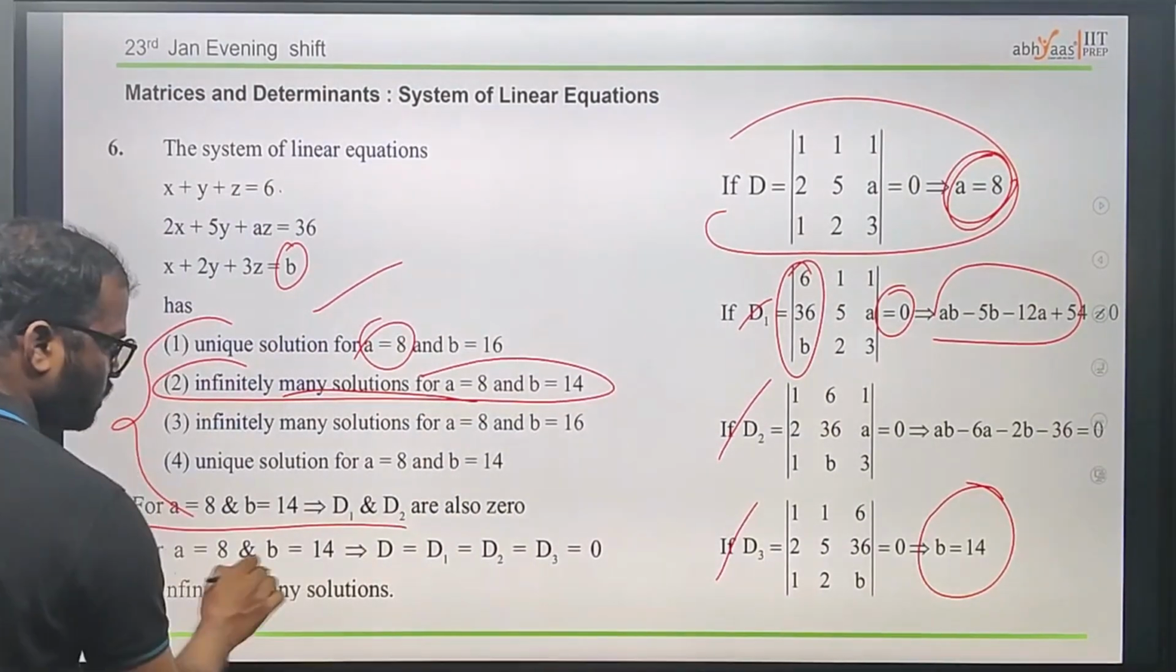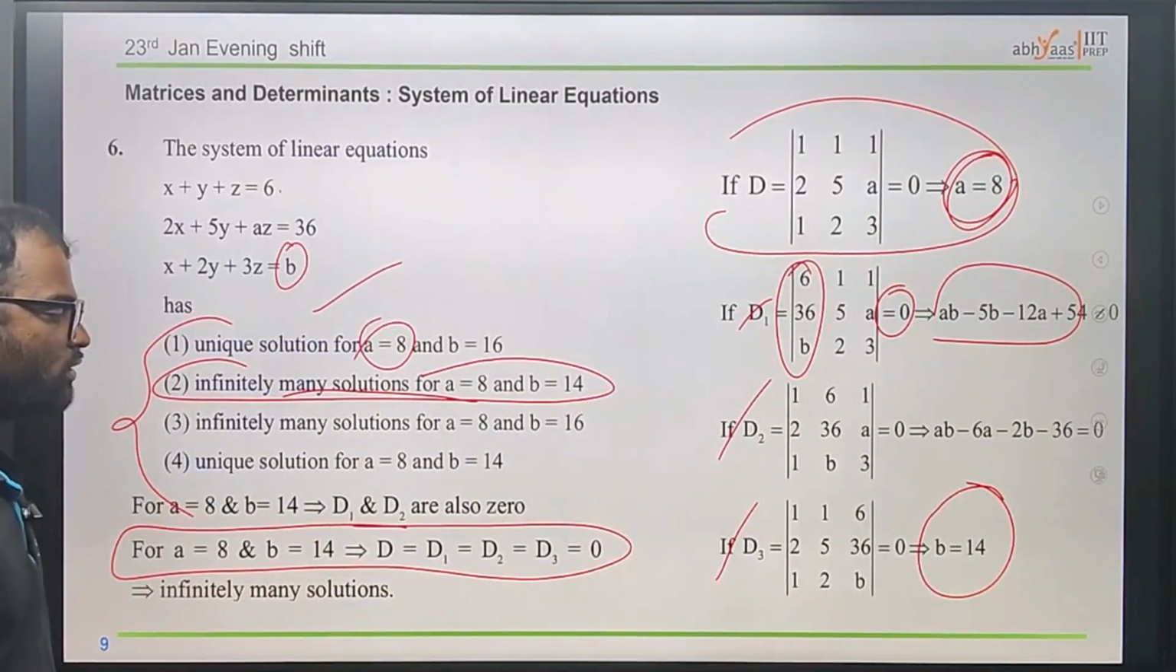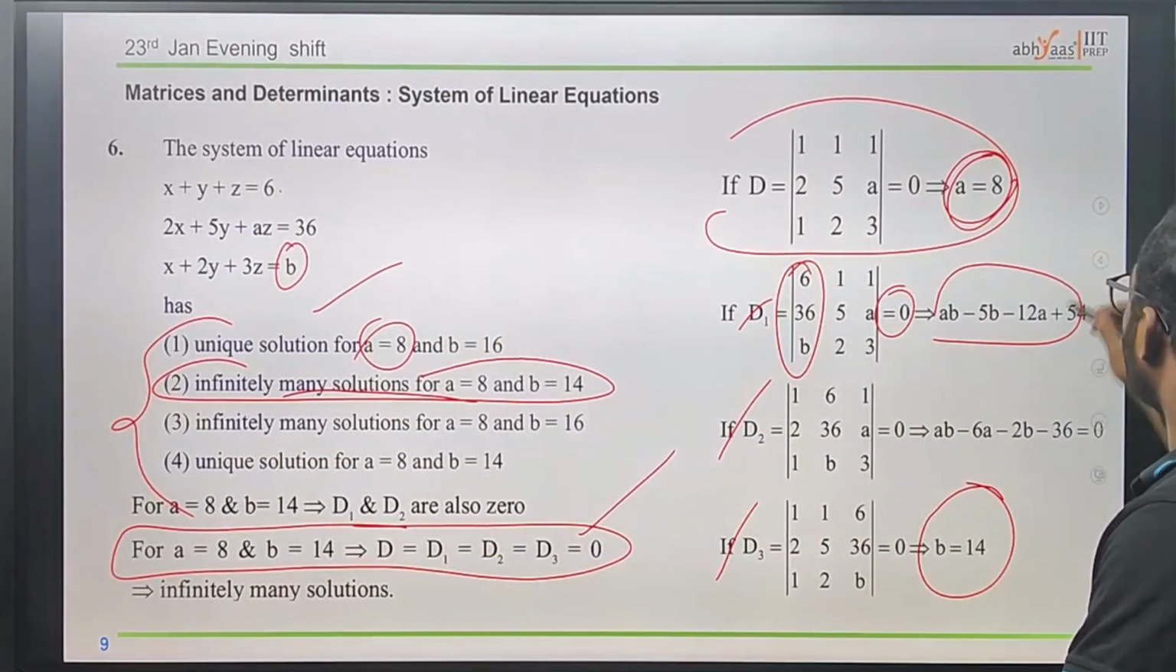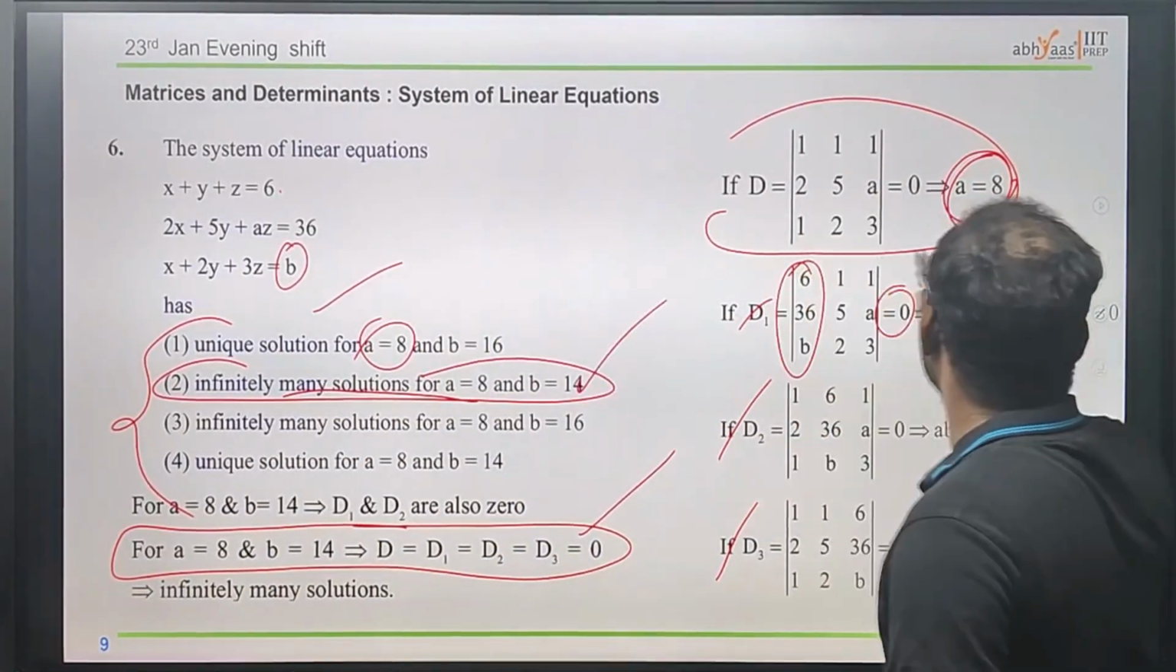I hope you understood, which makes D equal to D1 equal to D2 equal to D3 equal to 0, which has infinitely many solutions. Therefore only option 2 is the right answer.